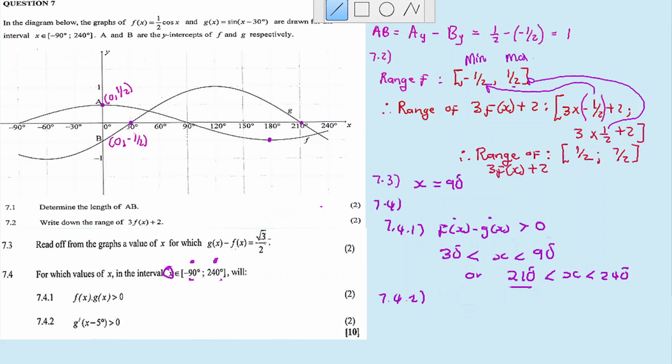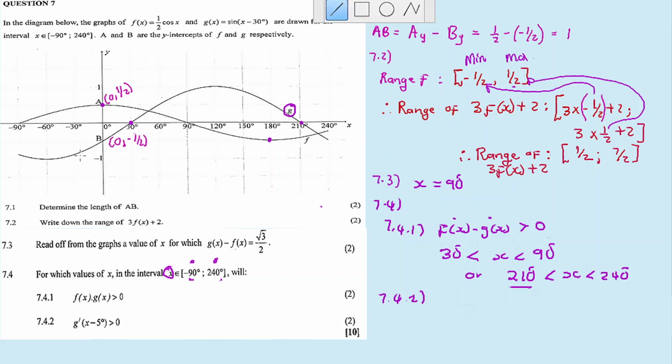we are applying calculus to trigonometry now. Yes, we are applying calculus to trigonometry. We want our g prime, the first derivative of g, to be greater than 0. In other words, we want the part of the graph where the gradient of g of x minus 5 degrees is positive. This is graph g, but I want g prime to be greater than 0.